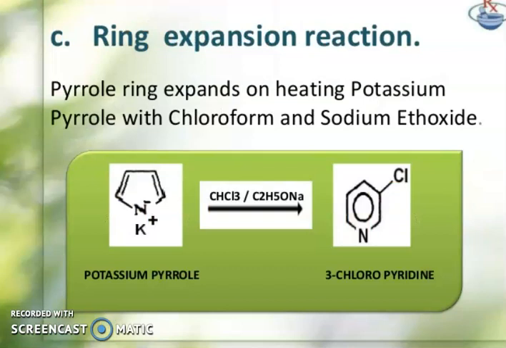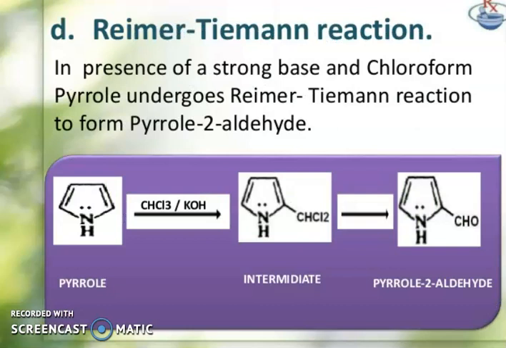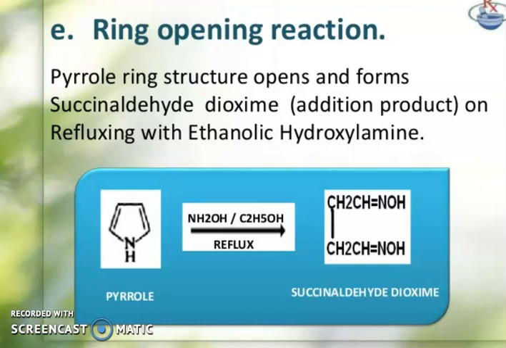Ring expansion reaction: the pyrrole ring expands on heating potassium pyrrole with chloroform and sodium ethoxide. You can see the reaction, pyrrole is a 5-membered ring, and the product is 3-chloropyridine, which is a 6-membered ring. Now rearrangement reaction: in the presence of a strong base and chloroform, pyrrole undergoes rearrangement to form pyrrole-2-aldehyde. Ring opening reaction: the pyrrole ring opens to form succinaldehyde dioxime on refluxing with ethanolic hydroxylamine.